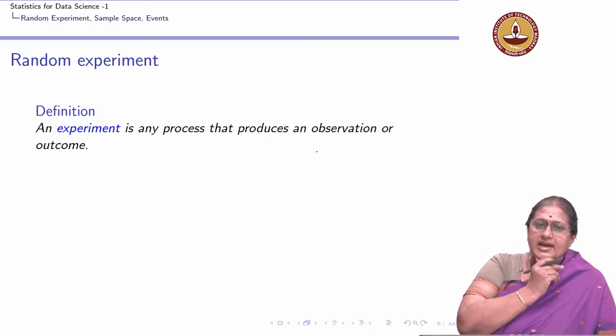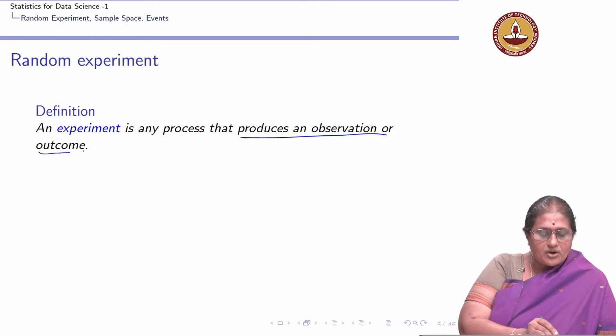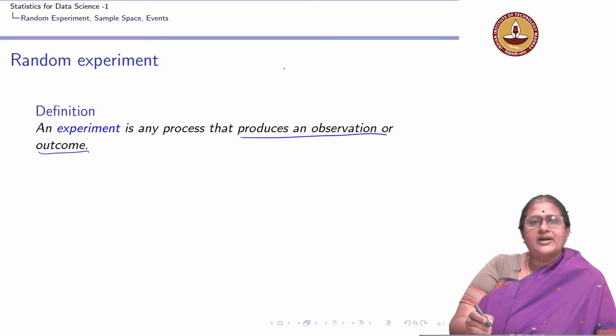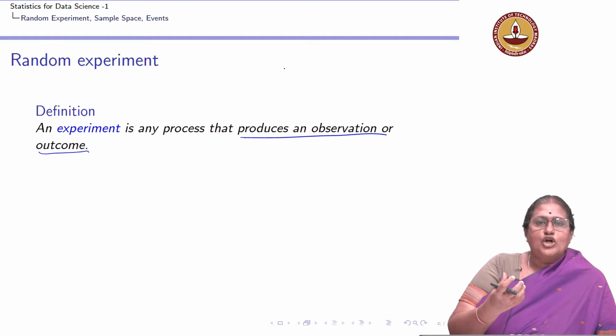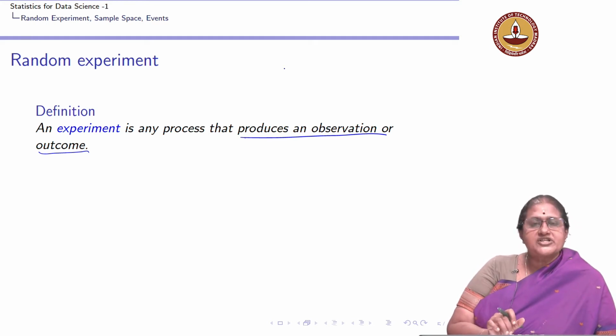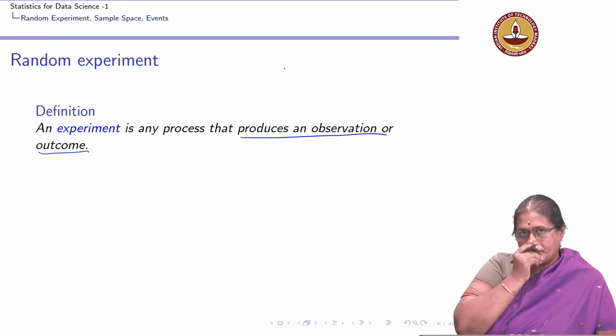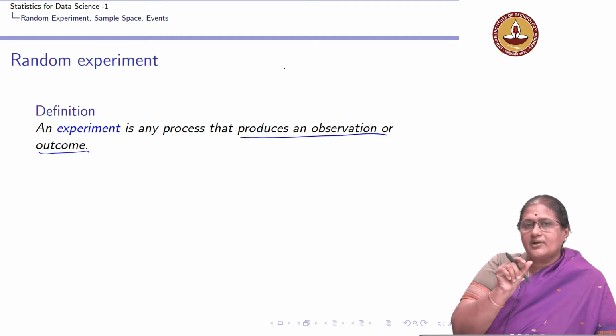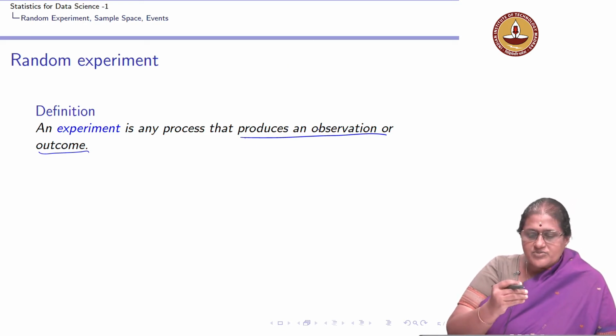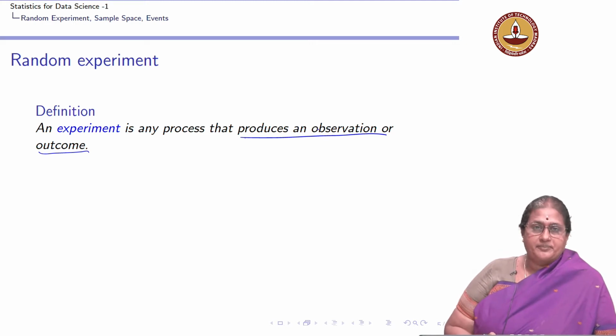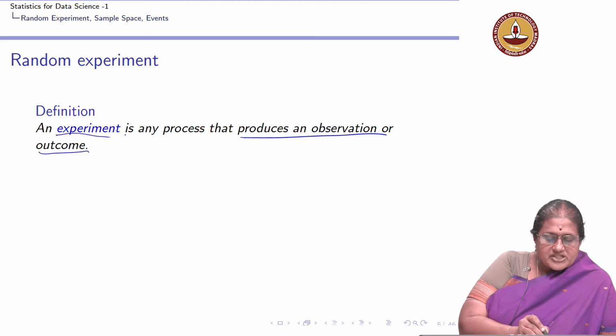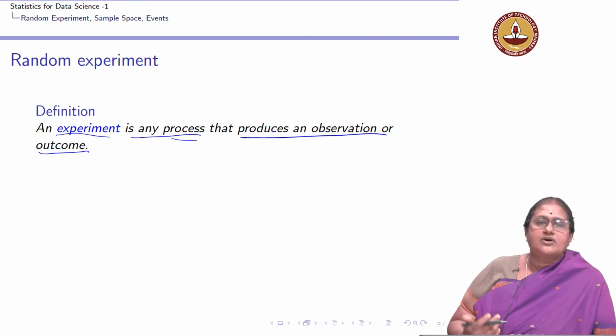An experiment is any process that produces an observation or outcome. For example, if I am just monitoring the time taken to measure certain output from a certain machine, or if I am measuring the diameter of nuts or bolts which are produced by a certain machine, this is my experiment because it is producing an observation. What is the observation? I am measuring a particular diameter. Now, I can define an experiment as a process that produces any observation or outcome.